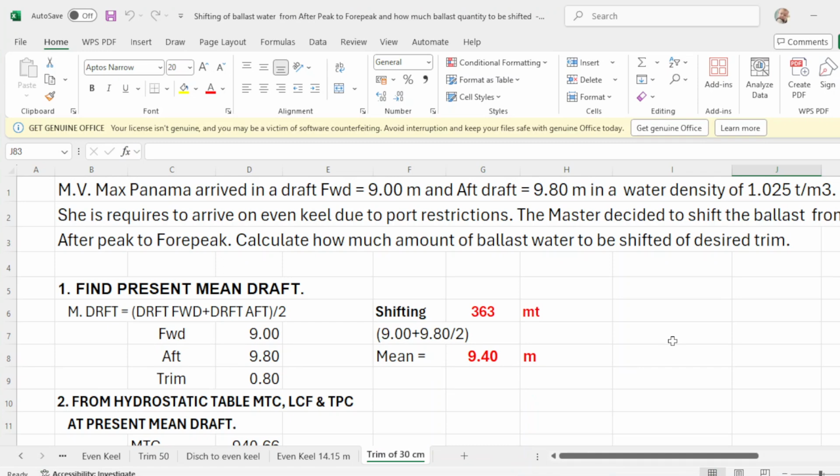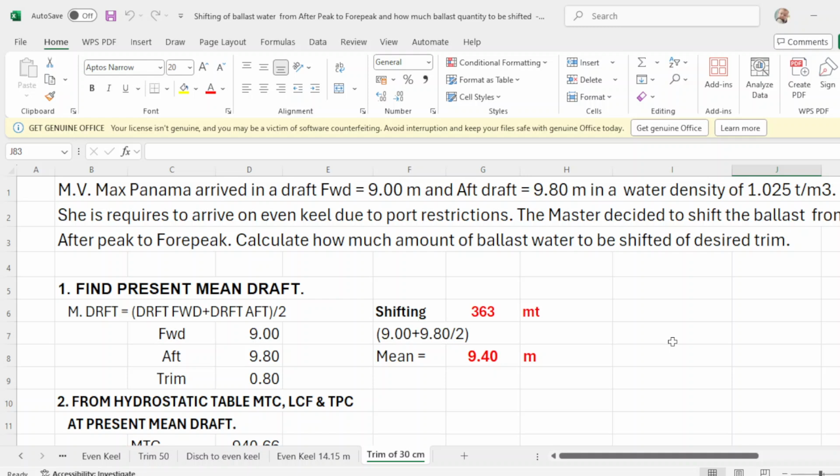This is a problem. MV Max Panama arrived with a draft forward of 9 meters and aft draft of 9.80 meters in a water density of 1.025, which is salt water. She is required to arrive on even keel due to port restrictions. So prior to arrival at berth, you should be on even keel.